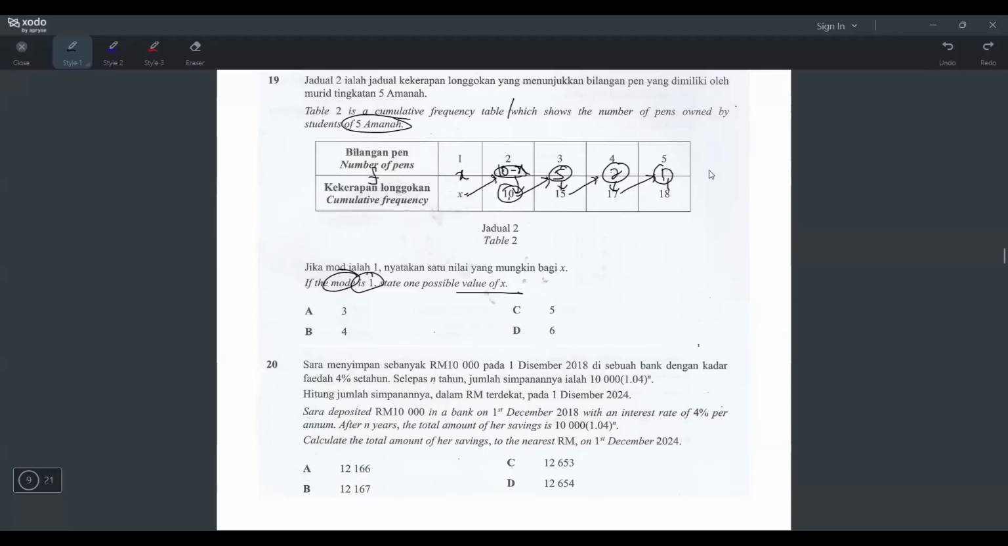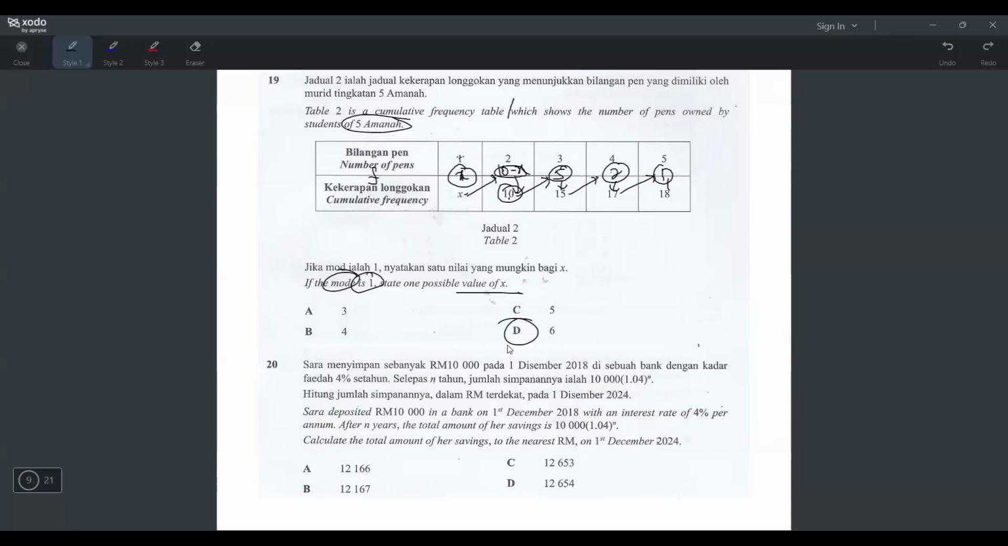Now I have all the frequencies. Now we can find the mode. So they say the mode is 1. So definitely this X, the frequency of 1, would be the highest. Right? So the answer is D. Okay. Remember to always look at the answers. You are doing paper 1. When you are doing paper 1, always look at the answers when you do the question, right?